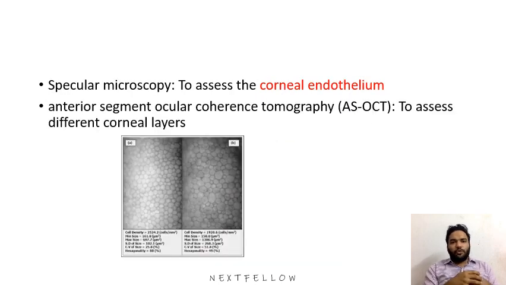Then comes specular microscopy to assess the corneal endothelium. I told you the normal count is 3000. It should be more than 2000 for you to give a transplant to a normal patient, and it should at least be more than 500. That's the minimum, otherwise there will be edema. In the picture given here, the first one is normal, and in the second, all these dark spots are guttae, so the endothelium is damaged. The next is anterior segment optical coherence tomography, ASOCT, to assess different corneal layers. These are hi-fi stuff for you, corneal topography and ASOCT.